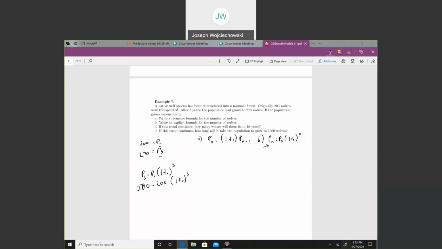Divide 270 by 200. 1.35 equals 1 plus r to the third. Okay, now let's go up here. I have 3 to the third, and I take the third root of it. This and this cross out, and I get 3.